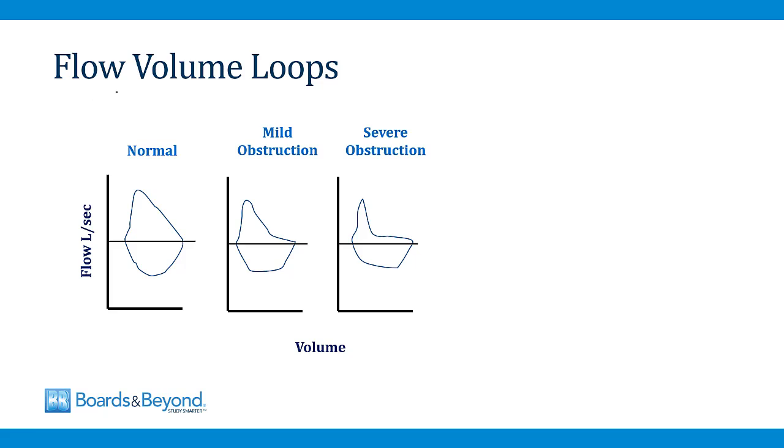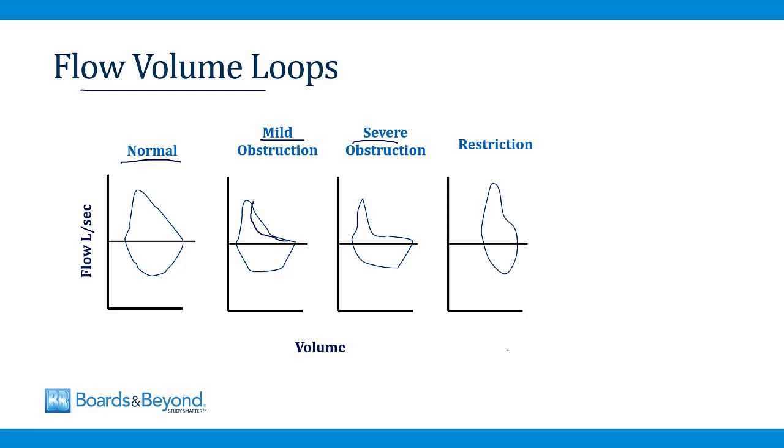So let's go back to this slide showing our flow volume loops. We've got a normal flow volume loop here. We have mild and severe obstruction. In both of those situations, you get an indentation to this portion of the exhalation curve. And then this is what restrictive lung disease looks like. Basically, it's a much narrower flow volume loop, and that's because there's less air coming in and less air going out.